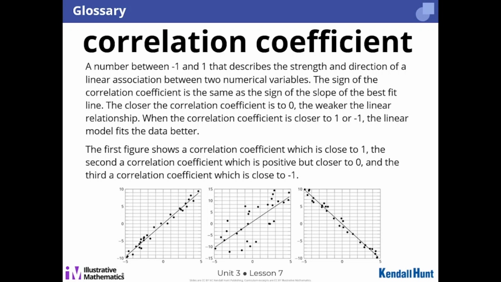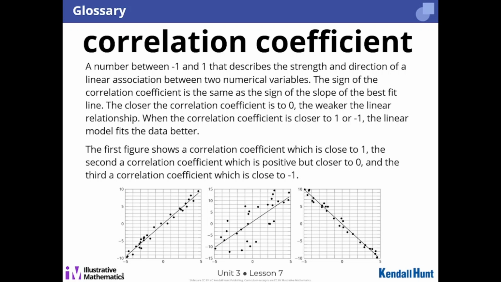Well, the same thing applies here to the correlation coefficient. If you have a positive correlation coefficient somewhere between 0 and 1, then you know that the line is going up from left to right. But if you have a negative correlation coefficient, then you know that this line is trending downwards from left to right.